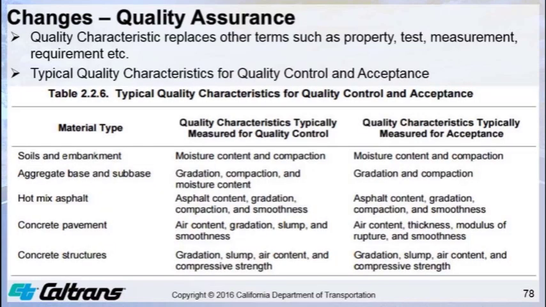Shown here is Table 2.2 of the quality control requirements that came out of the Construction Quality Program Manual. For example, for quality characteristics for concrete pavement, for quality control, the contractor should be looking at air content, gradation, slump, and smoothness, where the acceptance criteria for the department would again be air content, thickness, modulus of rupture, and also pavement smoothness. We have a lot of work that still needs to be done to fully implement this change in all of the technical sections of the standard specifications, but the 2015 now provides the consistent format we will be using moving ahead.